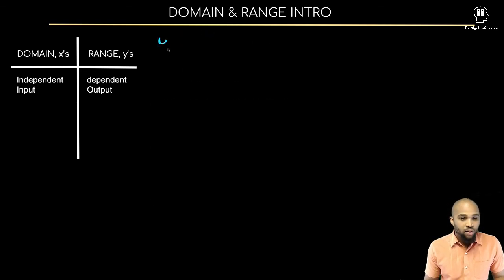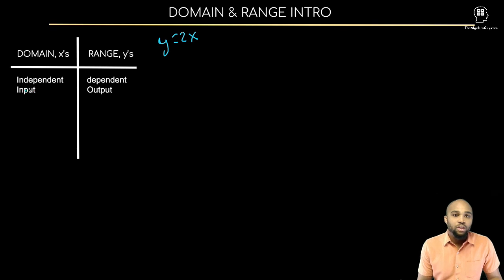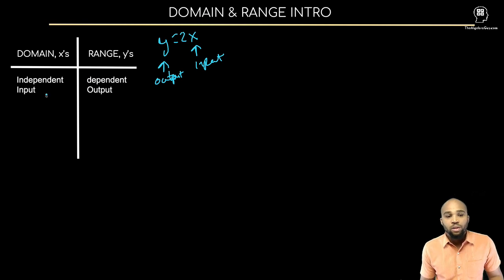So if I had y equals 2x, domain is going to talk about my independent or input. Input is what I'm putting in. That's what I'm starting with. I'm putting a 1 there to get a 2, a 0 here to get a 0, a 2 here to get a 4. So this is my input right here. And the output, the outcome that I'll get, will be my y, or my range. That's how you should be thinking about domain and range.